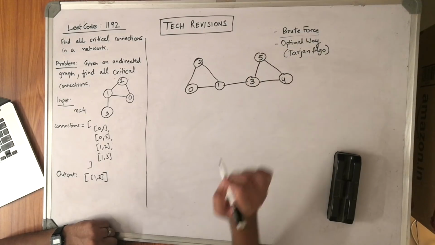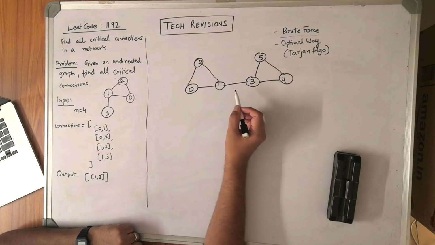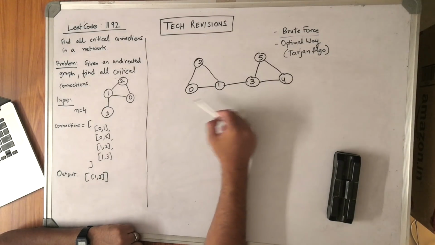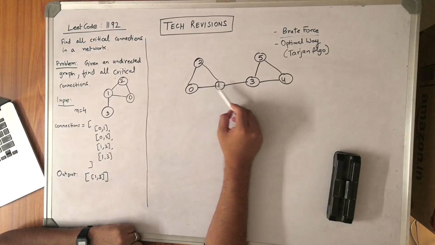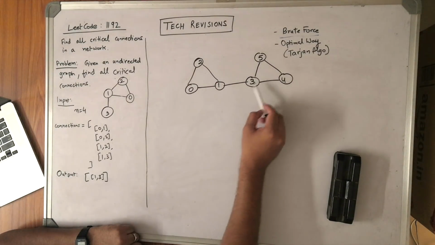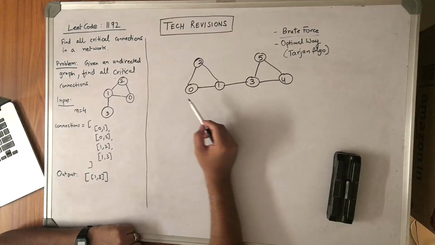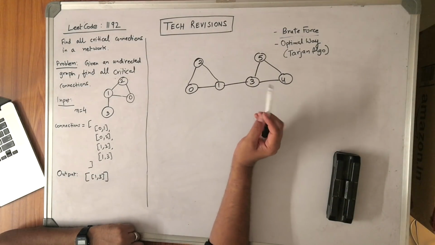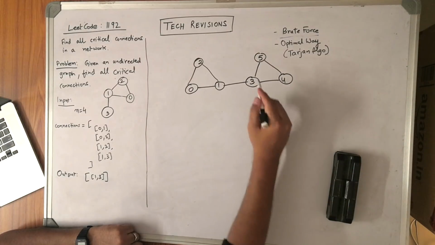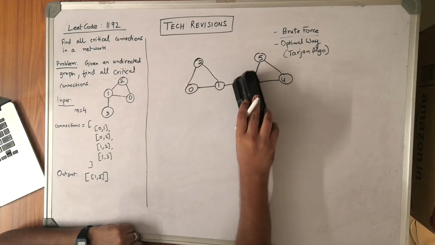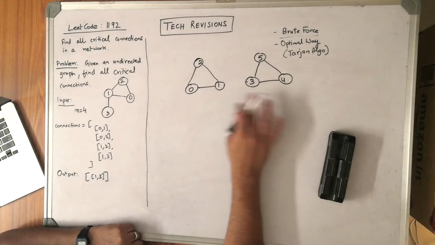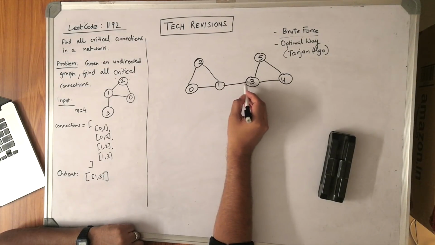If you look at this graph, you see removing this particular edge does not divide the graph in two parts, because anybody can traverse via node 2. Removing this edge also does not disconnect the graph, and similarly for all these edges. But this edge is a very important edge. You remove this edge and suddenly your graph is divided into two parts. So this is the critical edge.